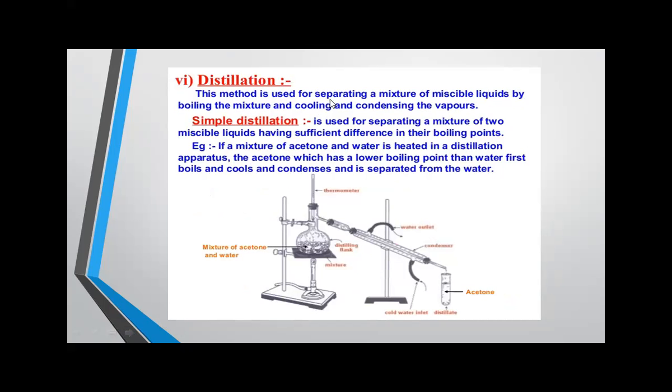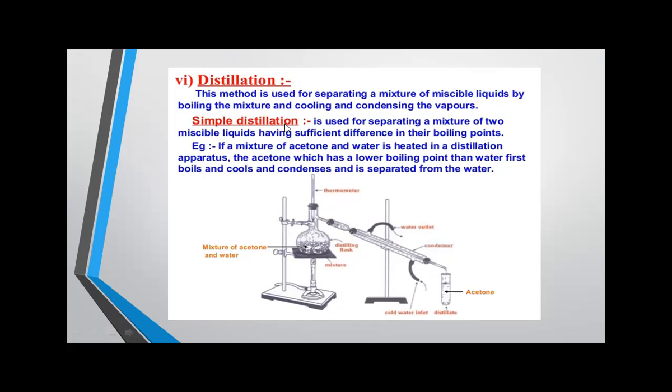Distillation. This method is used for separating a mixture of miscible liquids by boiling the mixture and cooling and condensing the vapors. Simple distillation. This is the simple distillation apparatus setup. You can see a round bottom flask which is connected with a condenser in which water outlet is there and water inlet is there, so that the condensed vapor can be cooled, and to collect, a beaker is placed at the end and a thermometer is inserted to check the temperature.